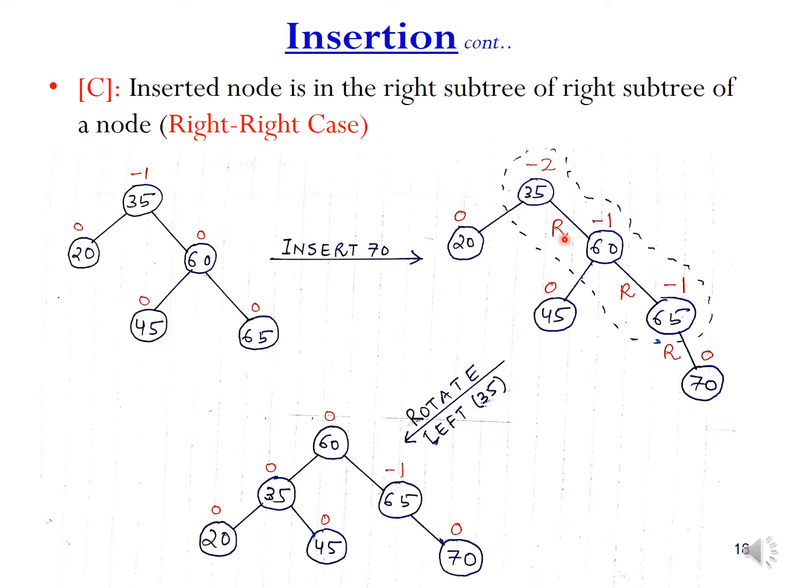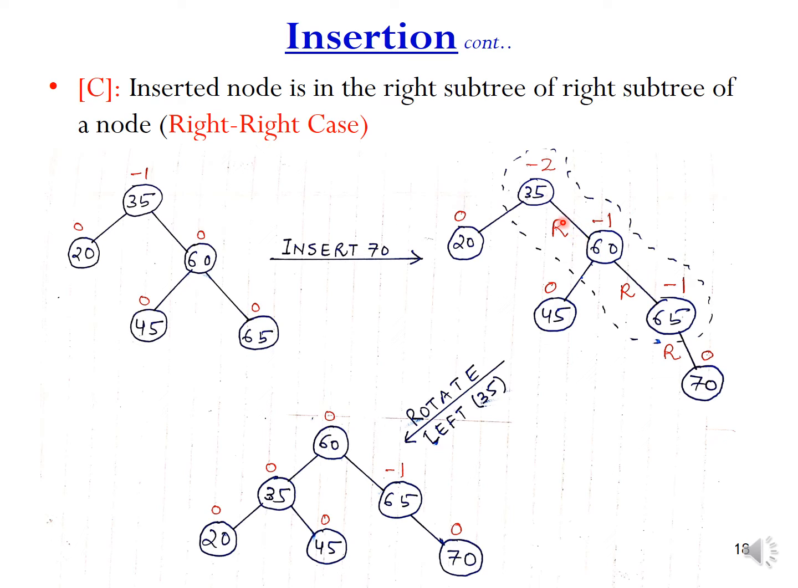That's why we can say the inserted node is in the right subtree of this right subtree. So this is the right case, but we will consider only three nodes from here. The balance factor is minus 2, so we will consider 35, 60 and 65. We have enclosed these three nodes in this dotted portion. We will apply the rotation operation only on this part, because this is the right case.